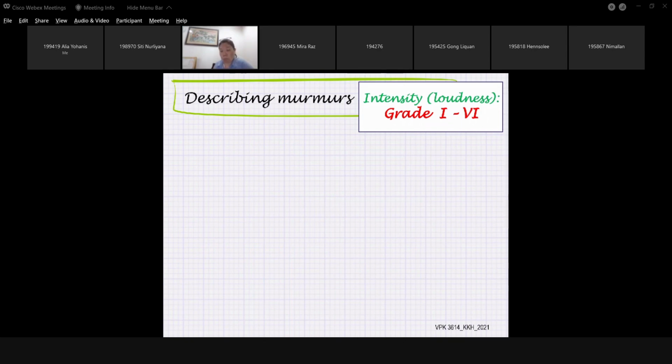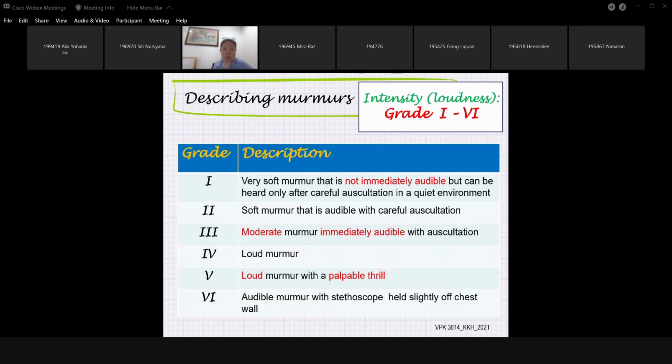Intensity means how loud the murmur is, and murmurs are graded from 1 to 6. Grade 1 is a very soft murmur. Sometimes you can hear it, sometimes you cannot. It is not immediately audible, but with careful auscultation in a very quiet room, you can hear it. For day 1 competency, I do not expect students to pick up a grade 1 murmur, and it is not very common to pick up anyway. I'm not going to punish you if you do not get a grade 1 murmur.